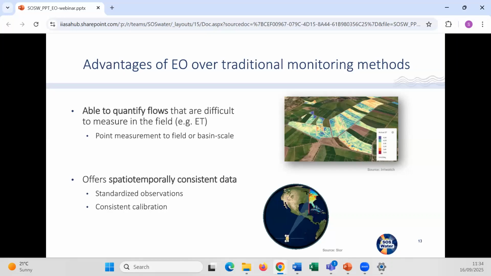Another important point is that it offers spatio-temporally consistent data. If you are working with gauges in the field, these all have to be calibrated, and different calibration and different locations all give bias to the data you're observing. So the nice thing of using satellites or Earth observation is that you have a consistent measurement over a long period of time. This way you get rid of a lot of initial bias of the measurements.